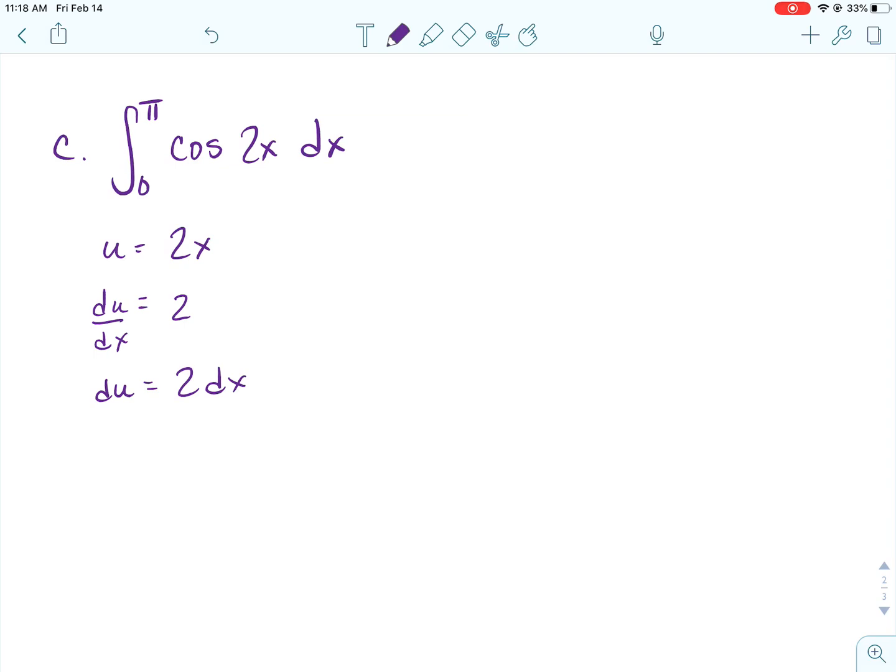So what's our integrand missing? A 2. So we're going to have to multiply by 2 on the inside, so we're going to multiply by 1/2 on the outside. All right, and then we're ready to go from x's to u's, so everything is going to change.